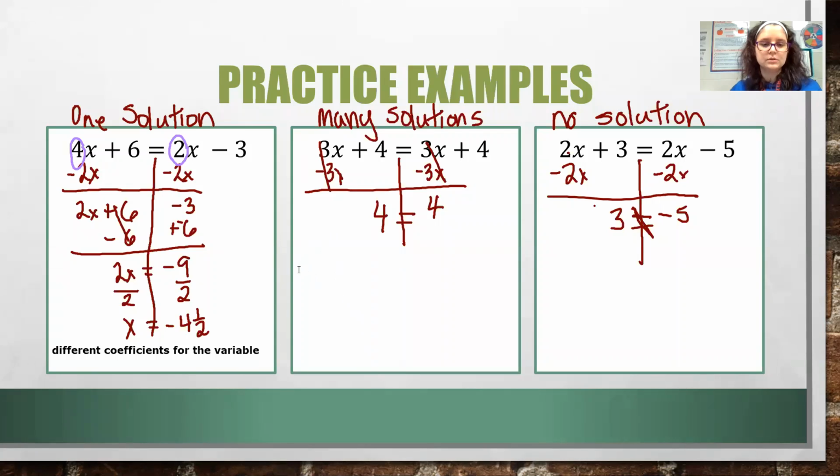For many solutions, we have the same coefficient for the variable, and the same constant. Okay, so we can see we have the same variable. They're both 3x. And we have the same constant, plus 4 and plus 4.